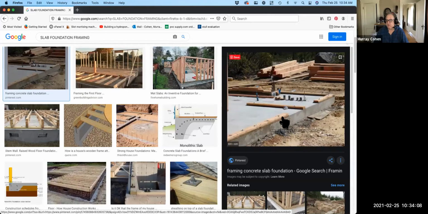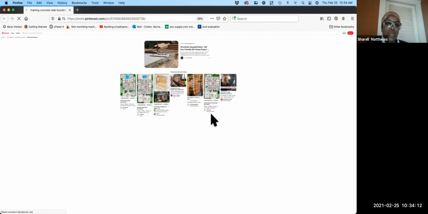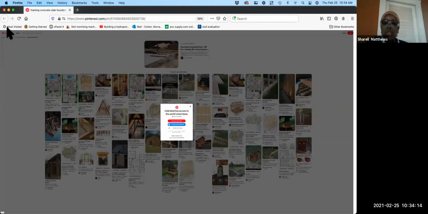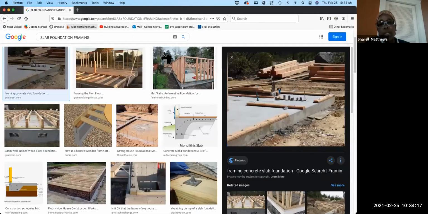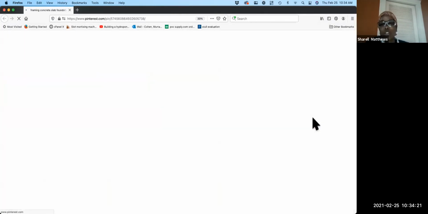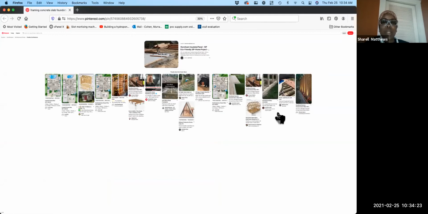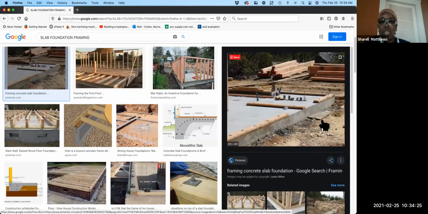You have the sole plates. Describe it for us, Sherelle. I'm sorry, I'm not the expert on this. You basically go from the slab to building walls. So you start with your bottom plate, which is going to be pressure treated lumber, and then the studs and the top plate, double top plate. So you just start building walls right on top of the slab.